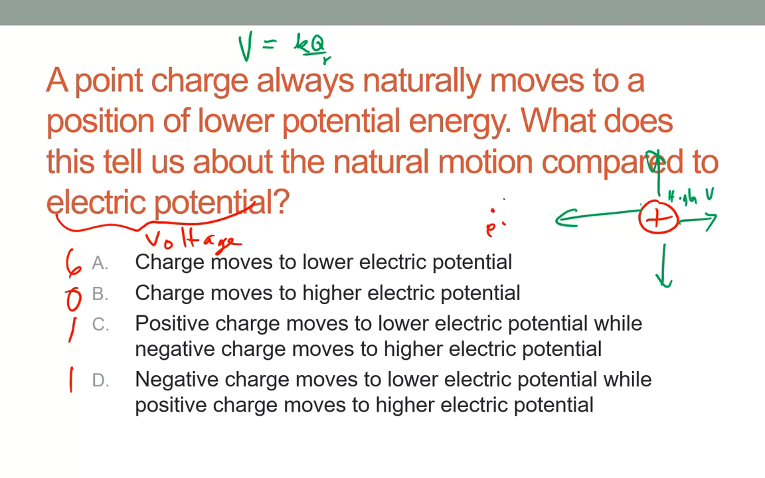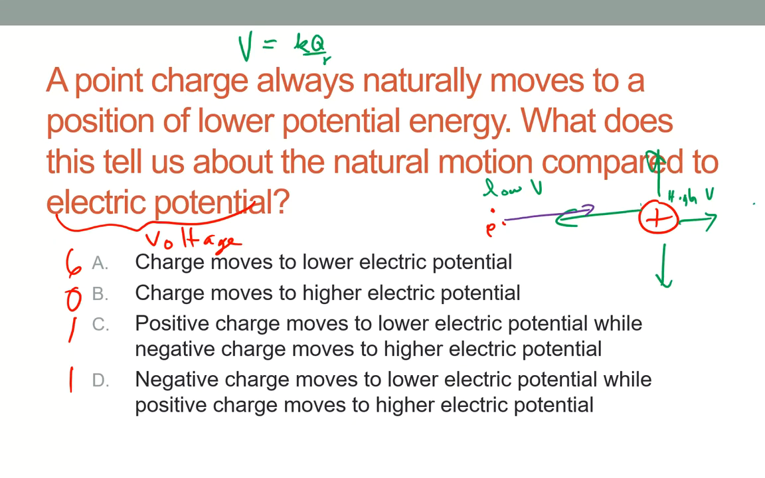And this out here would be lower voltage. And so the electron is trying to get closer to that charge, because it's attracted. So the electron goes that direction. So the electron goes toward higher voltage.